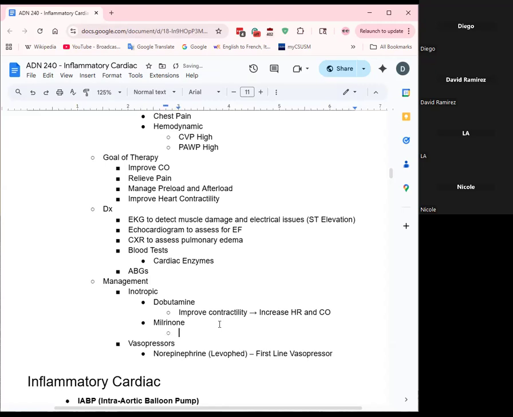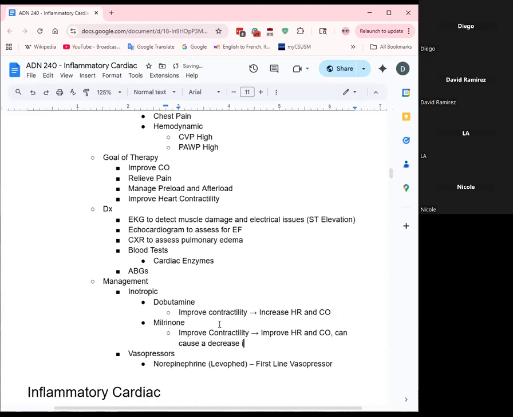Milrinone is going to be another positive inotrope. This one's going to again improve contractility. This one specifically improves the heart rate and cardiac output. It can cause a decrease in blood pressure, so you've got to be careful with that. I would imagine dobutamine is going to be a bit more of, I guess you could say, a first line, since the heart rate increase is minor.